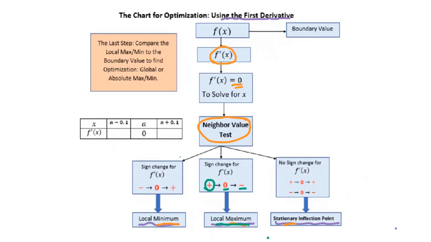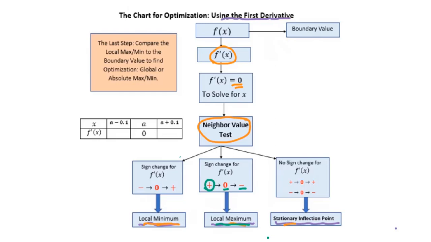If at A minus 0.1 the derivative is negative, then at A plus 0.1 the sign of the derivative is positive. You could say the graph will look like this. It is going down, then goes here, then goes up, because when the derivative is positive, it's an increasing function. Then you could say this is a local minimum point.